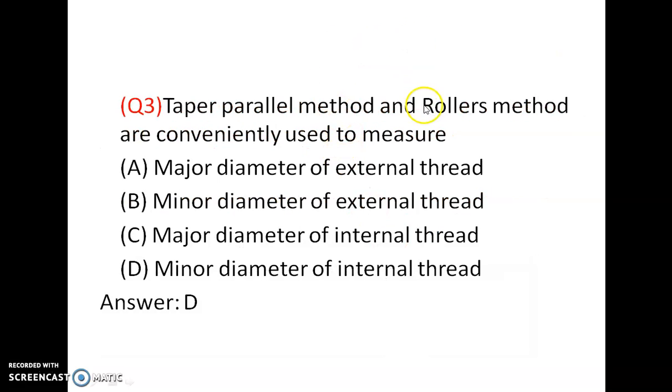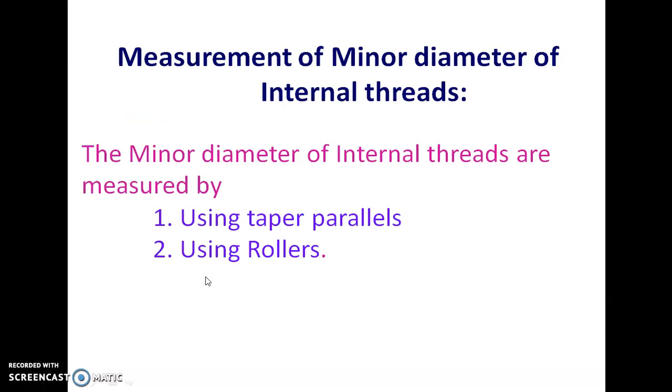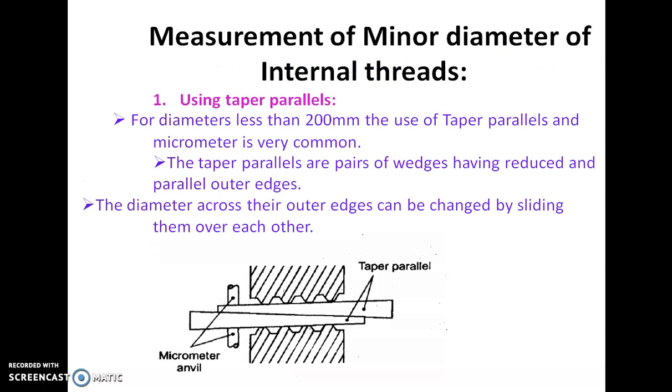Taper parallel method and rollers method are conveniently used to measure the minor diameter of the internal thread. The bench micrometer and floating carriage micrometers measure the diameters of the external thread, but these methods measure the internal thread. So the minor diameter of internal threads is measured by taper parallels and by using rollers.